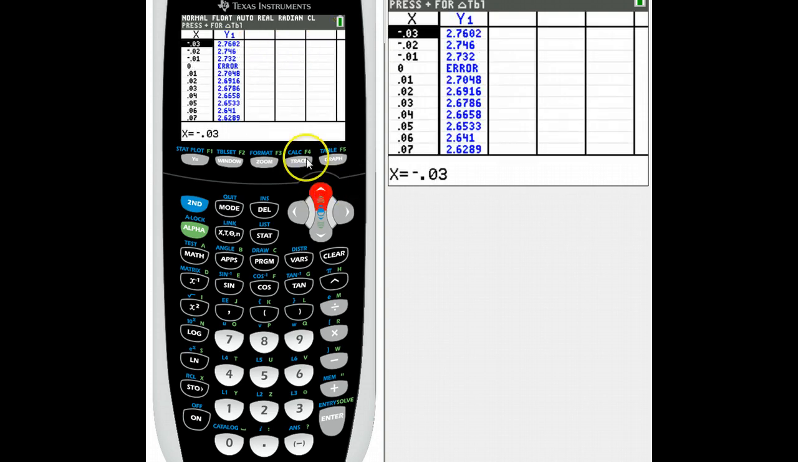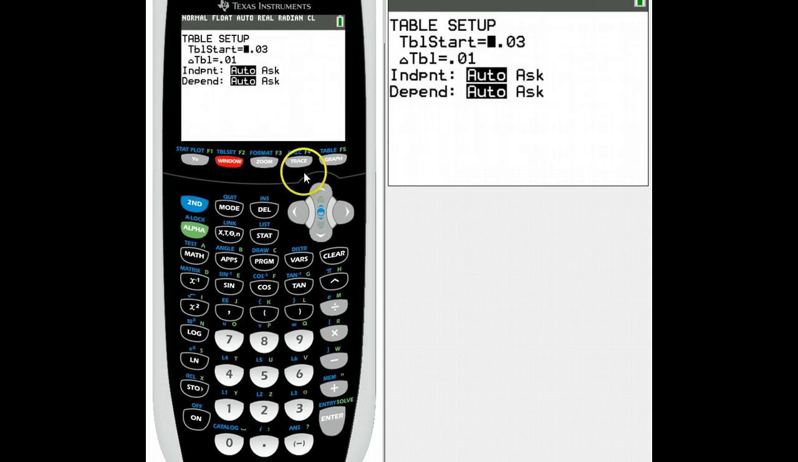Now it gives us a better idea. You can see we're starting to converge on a value from the left and the right. You see 2.7, but we can get even more accurate if we make that increment that the x value goes up and down by even smaller. Whenever you scroll up and down in that actual table, it changes the table start. So let's change that back to 0. This time let's do something even smaller.